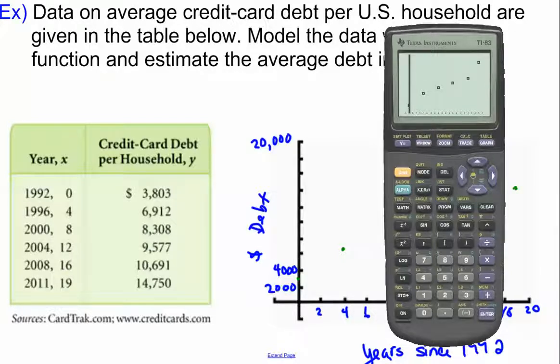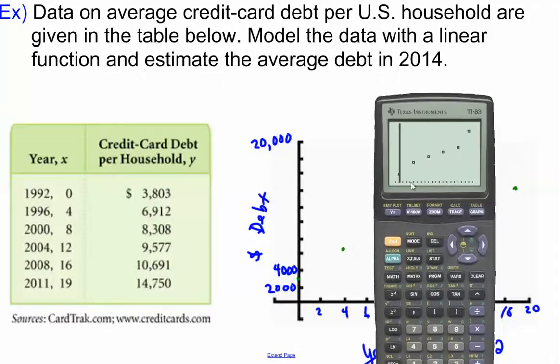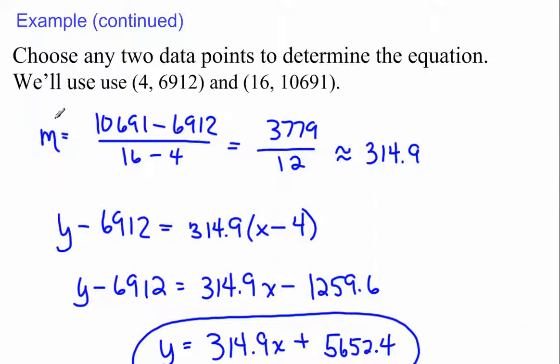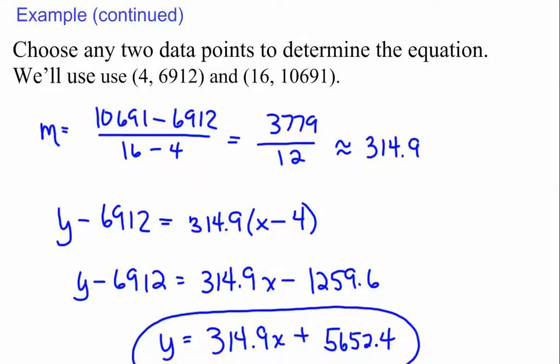Okay, now let's see if we can actually do what they're asking us to do, which is to find a function to model this, find an equation of a line. So we're going to have to grab a couple data points and get the equation, and then we're going to estimate what it was in 2014. We're going to choose any two data points so that we're all on the same page. Let's use (4, 6912) and (16, 10691). Find the slope first, difference in my y's over difference of my x's. Be sure you go the same direction for both x and y. And that simplifies to about 314.9. Now we're rounding, that's going to throw off our answers, but we'll just have to live with it. It's a model, it's not perfect.